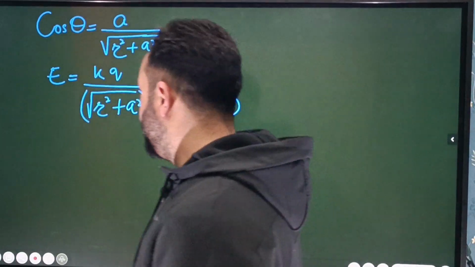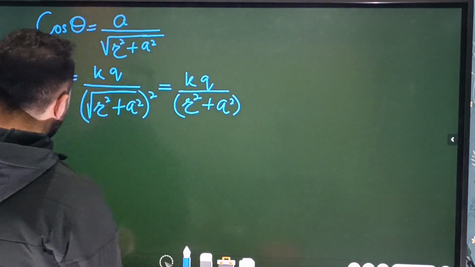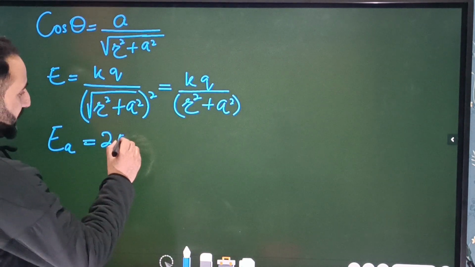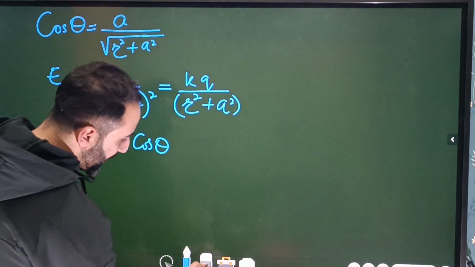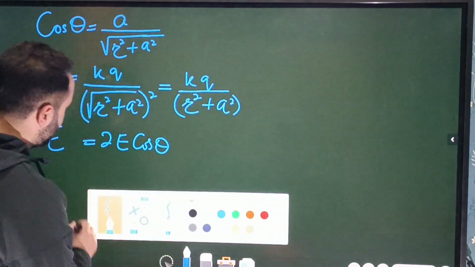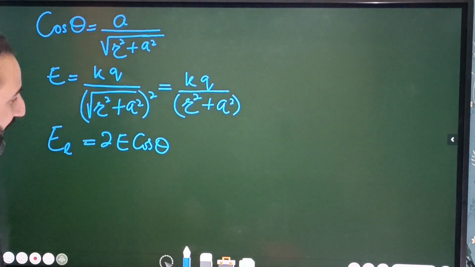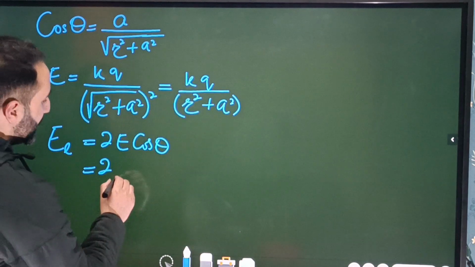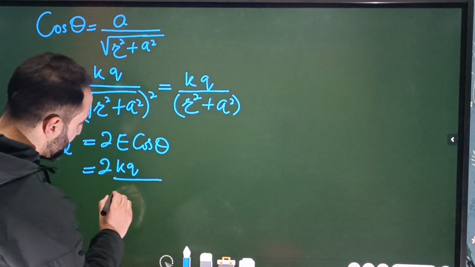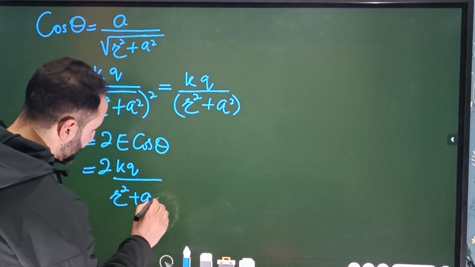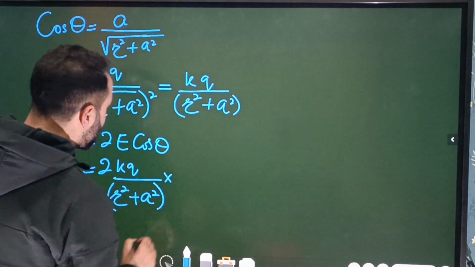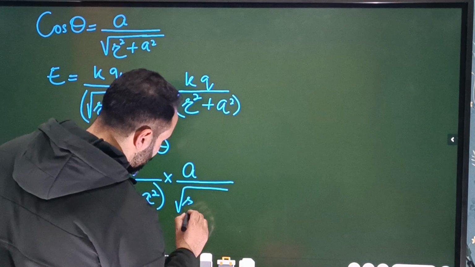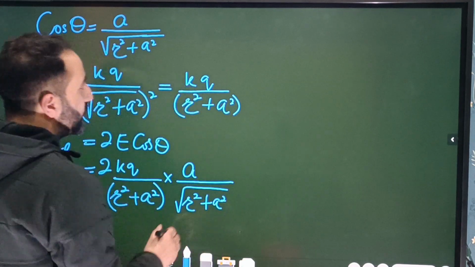Concentrate here. So next, what do we need to find? Next is the electrostatic field on the equatorial line. That's equal to 2 multiplied by E multiplied by cos theta. Sorry, this is not the axial line, this is the equatorial line. So let me name it as E_E, where E stands for the equatorial line. Okay, so let's substitute the values now. For E we will write KQ divided by r square plus a square, multiplied by cos theta, which is a divided by root of r square plus a square.